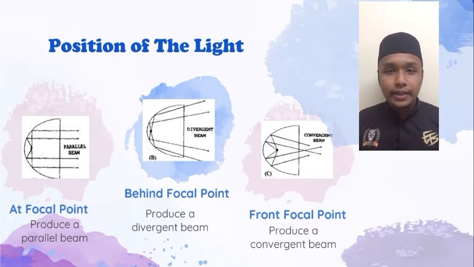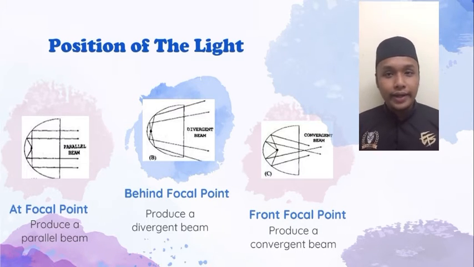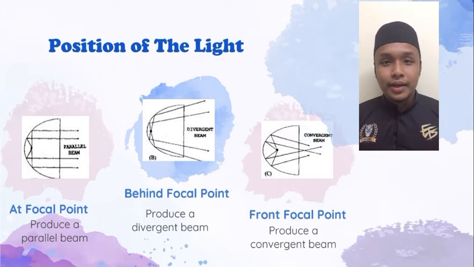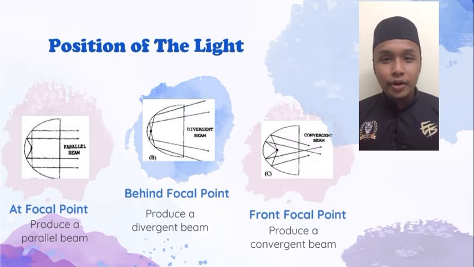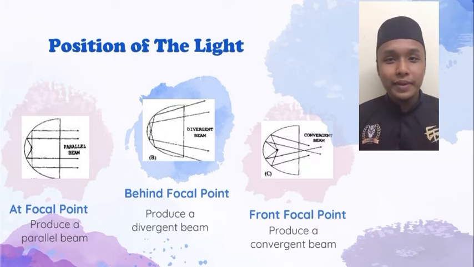There are three positions of light. The first one is at the focal point. The second one is behind the focal point. The third one is in front of the focal point. At the focal point, it produces a parallel beam. Behind the focal point, it produces a divergent beam. In front of the focal point, it produces a convergent beam.